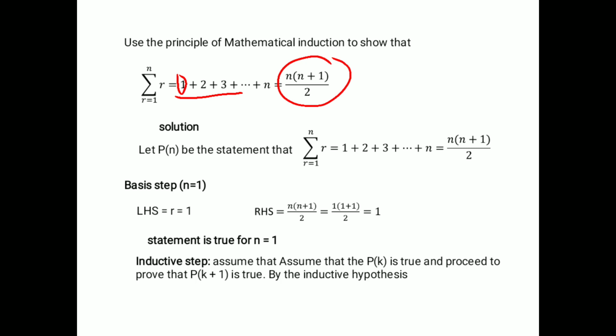So we continue. Now, the inductive step. In the inductive step, we are going to assume that Pk is true. That means the statement is true for n equal to k, and proceed to prove that Pk plus 1 is true. So by the inductive hypothesis, we have this, okay? You notice that it's the same thing, except that n is now replaced with k. That's what we mean by assuming that the statement is true for n equal to k. That means when your n is now k, we assume that the statement is true.